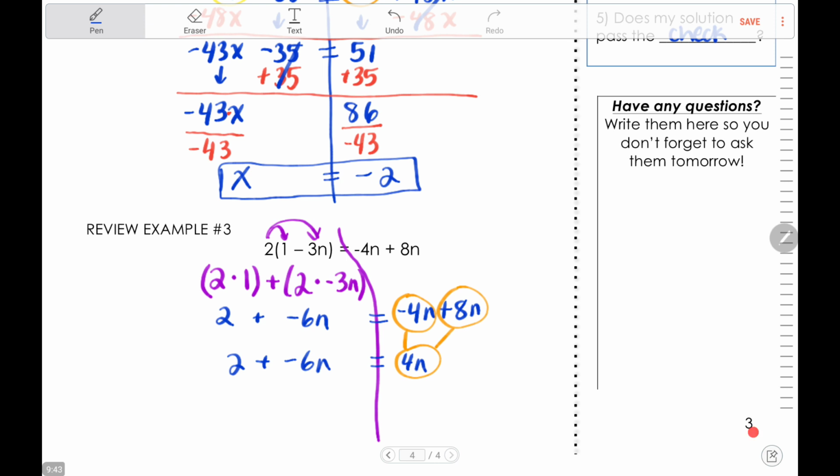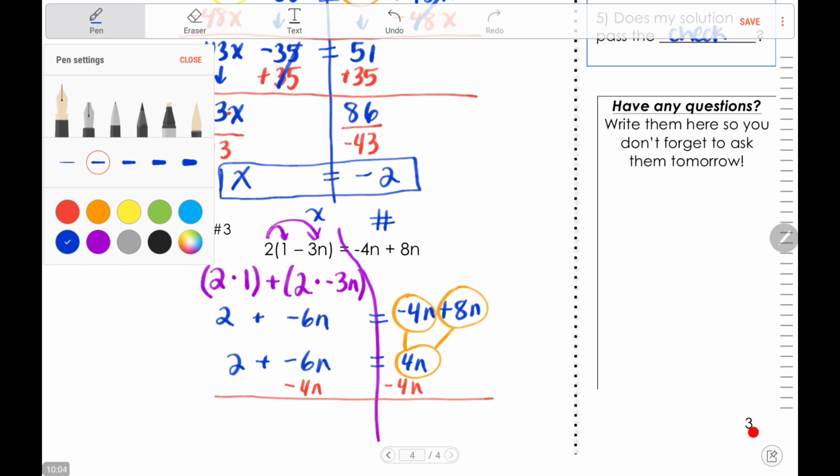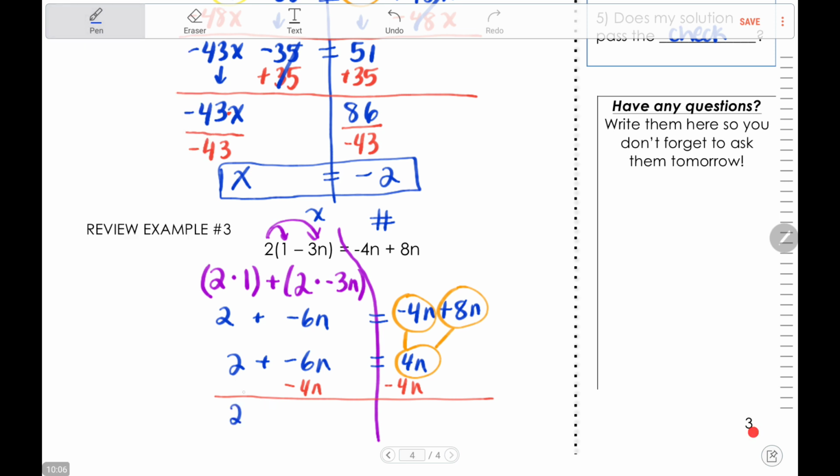And same thing. We want our variable terms on the left and our constants or our numbers on the right. So let's see what needs to move. So what variable terms need to move? Well, this 4n doesn't belong on the right-hand side, so I'm going to need to subtract that positive 4n on both sides, giving me 2, bring this down, plus negative 10n is equal to, well, this cancels out, so it really cancels out to 0.